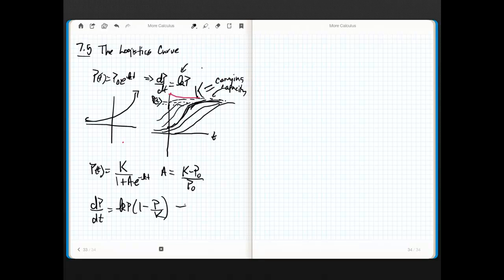What are the equilibrium solutions to this? What are the equilibrium solutions? Let's talk about those. Equilibrium solutions. All right, think about that. Equilibrium solutions are where what happens? Well, it's where the derivative equals 0, right?